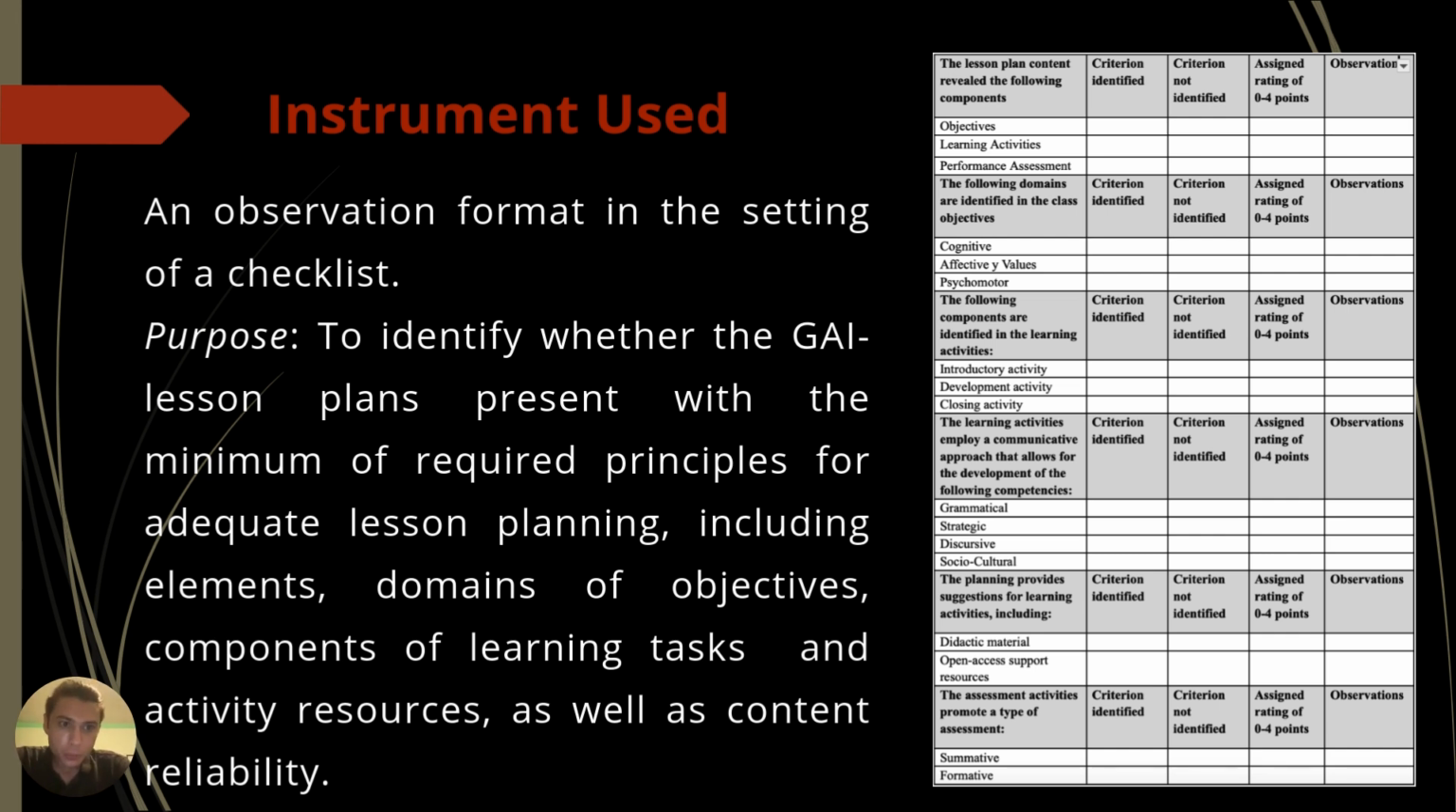The instrument used was an observation format in the form of a checklist. It had the purpose of identifying whether the GAI lesson plans present the minimum of required principles for adequate lesson planning. These are domains of objectives, components of learning tasks and activity resources, as well as content reliability.